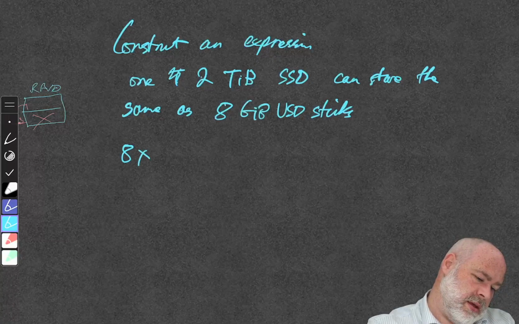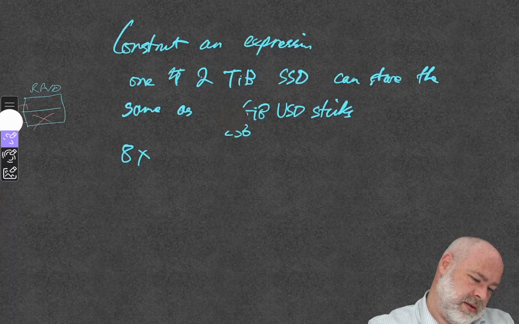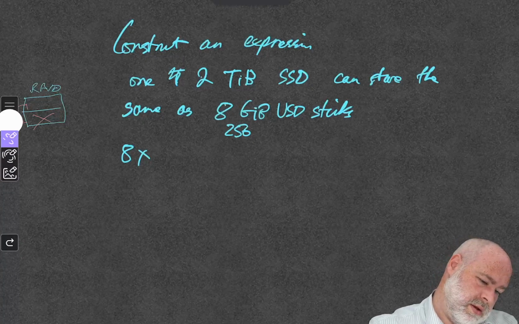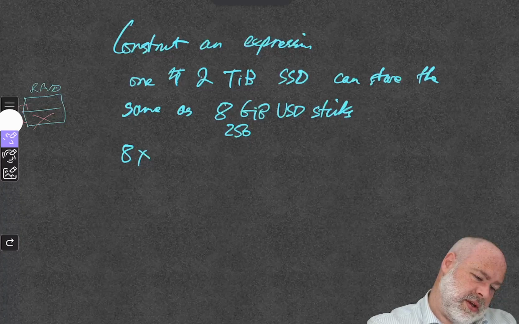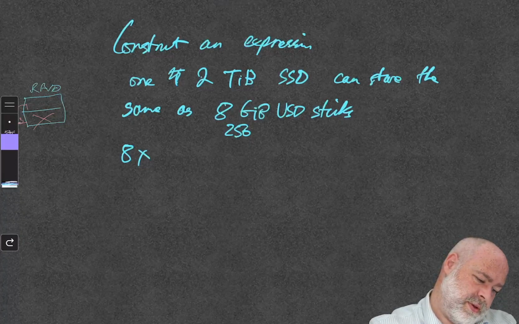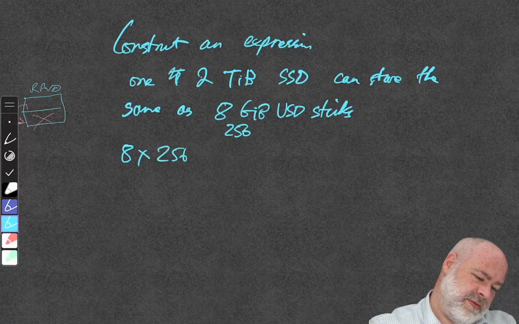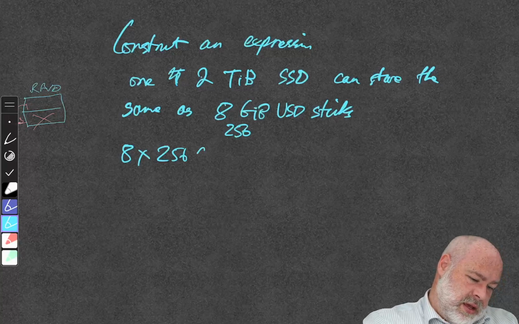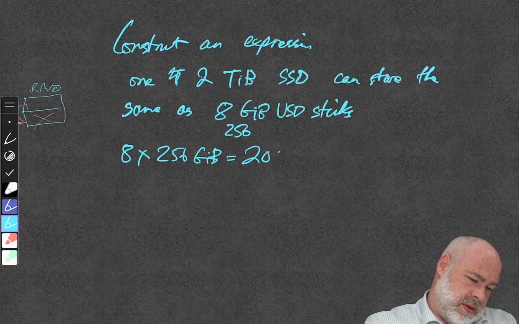8 times... oh, hang on, I haven't put the 8. Let's put 256. 256 GiB, so rushing ahead. So 8 times 256. That's going to give us the first part of our expression here.